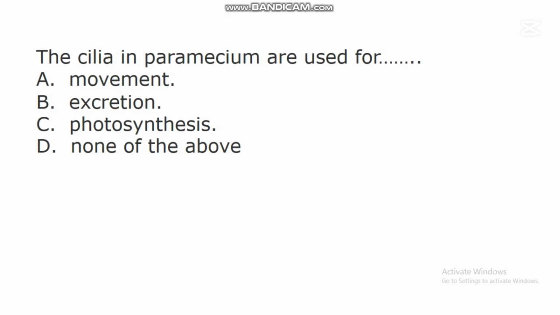The next question says, the cilia in Paramecium are used for dash: A. Movement, B. Excretion, C. Photosynthesis, D. None of the above. In this question, the correct answer is A. Movement. Studies have shown that the cilia found in Paramecium are used for movement. This organism known as Paramecium is a unicellular organism, and it uses structures called cilia for movement in its environment.